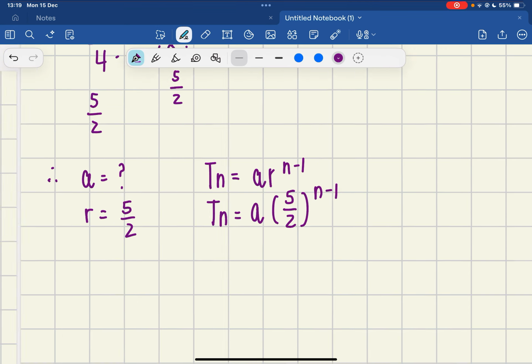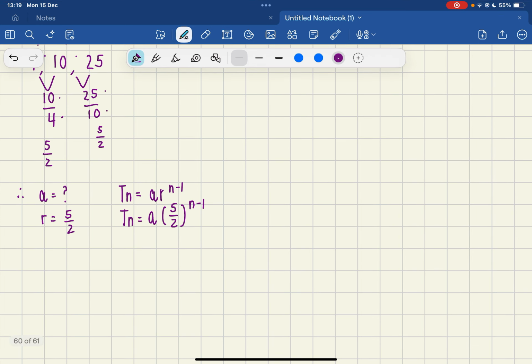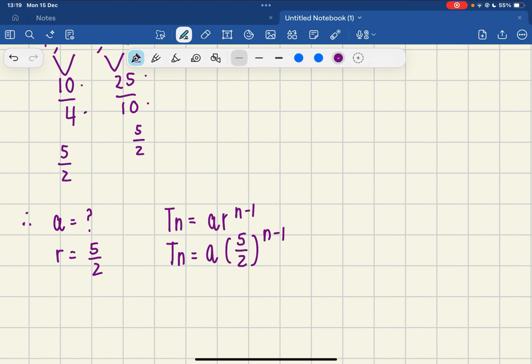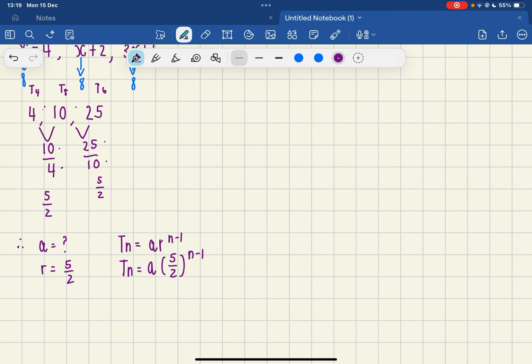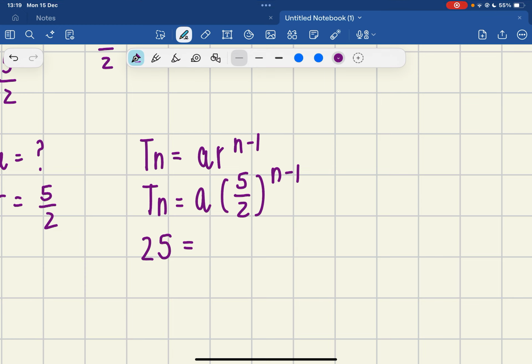Now, boys and girls, what have we been given in this sequence? We already know the fourth term. We already know the fifth term. We already know the sixth term, and we can use one of them to solve for A. And when we solve for A, we'd have the first term. And then from there on, we'd be able to plug everything into our formula. Let's go on. So, for example, for the sake of time, let's use 25. So 25 is equal to A, 5 over 2.